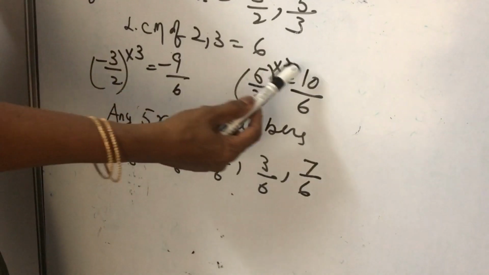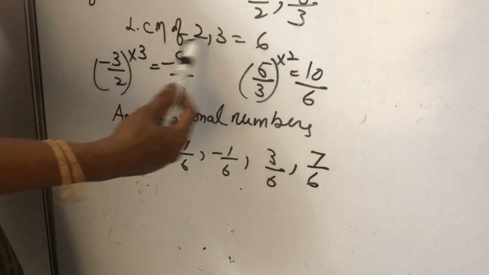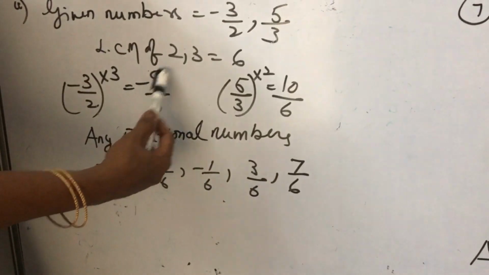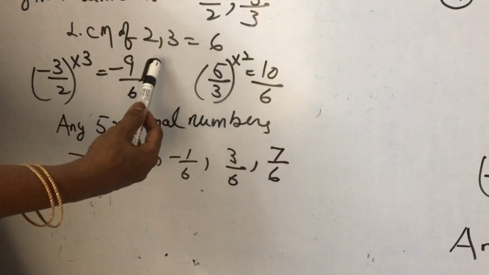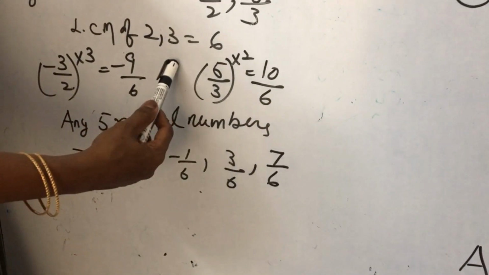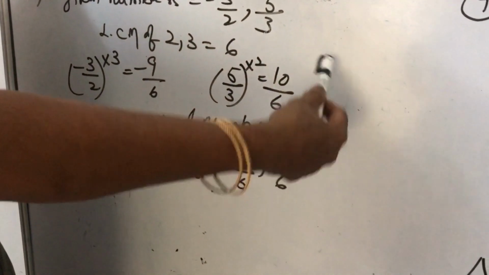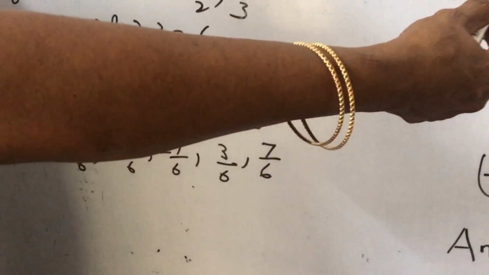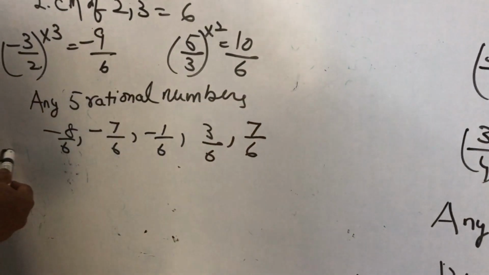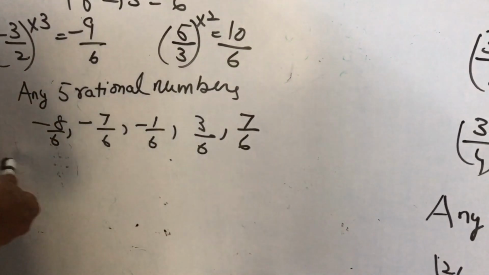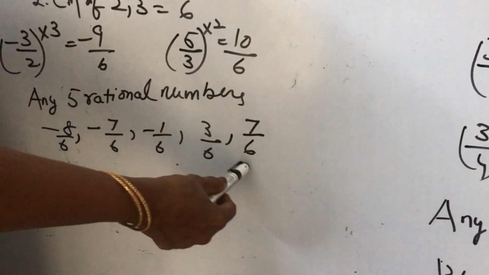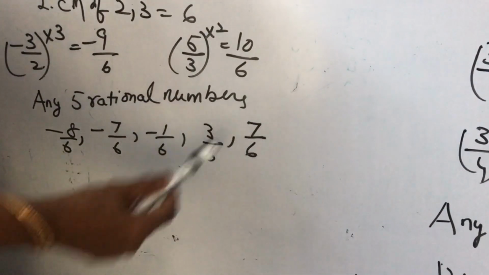Between minus 9 and 10, we have numbers. I think you know what the numbers between minus 9 and 10 on the number line are, children. Minus 8, minus 7, minus 6, minus 1 and so on. And to the right of 0: 1, 2, 3, 4, 5, 6, 7, 8. Select any 5 numbers. Your answer can change. You need not get the same answer.